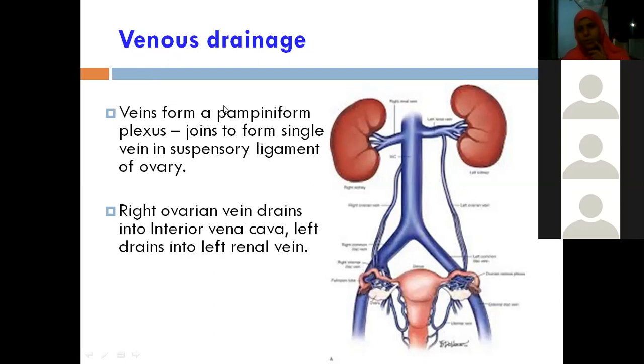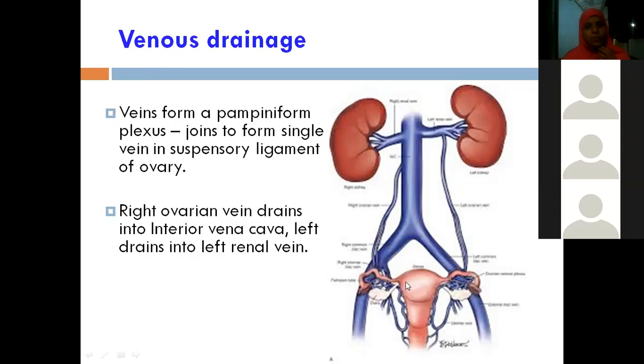There I have also used this word, pampiniform plexus. What is the meaning of pampiniform? I told you there: grapevine. Vine means climber-like. That is pampiniform. So you will see many climber-like veins. They form a plexus, and they all join to form a single vein, which is seen in the suspensory ligament.